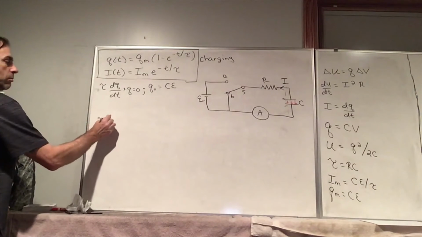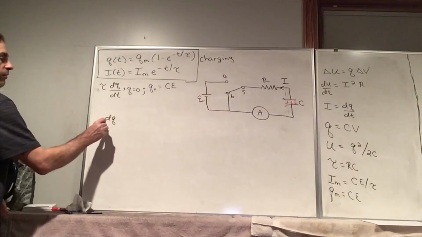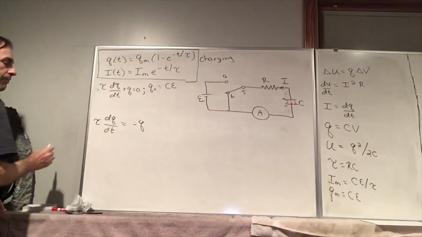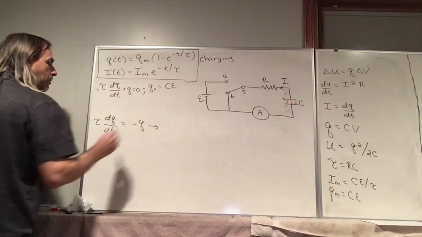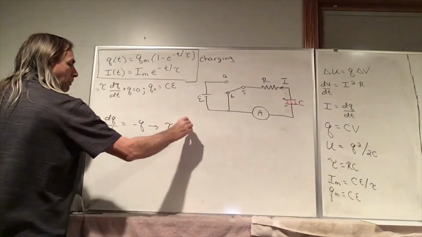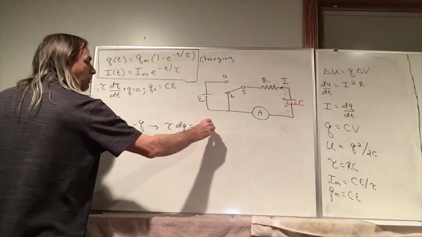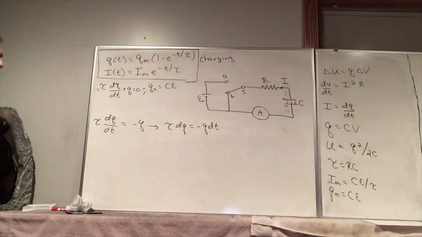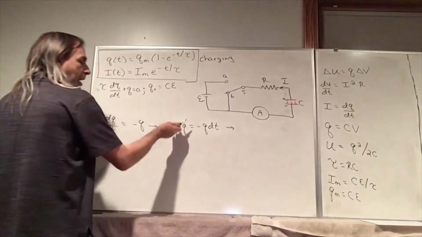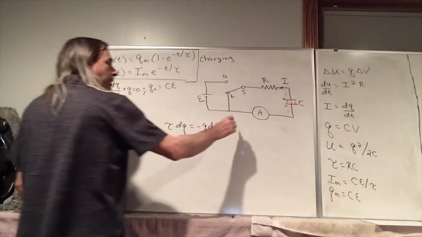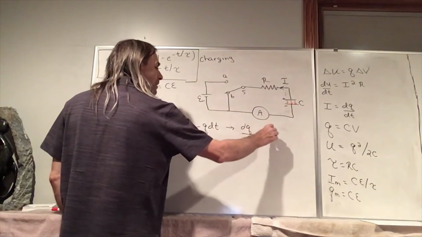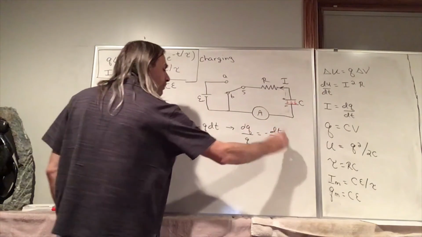Let's say dQ over dt, we'll just start like this, equals minus Q. And then if we multiply by dt, and now let's divide by Q and tau. So that'll give us, dividing by Q and tau, tau cancels out. We have dQ over Q equals minus dt over tau. And then we integrate.